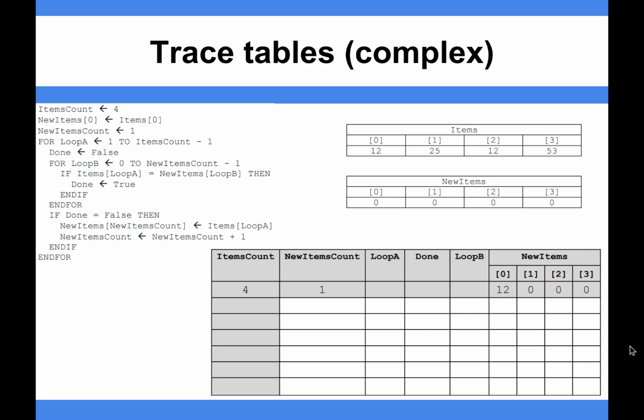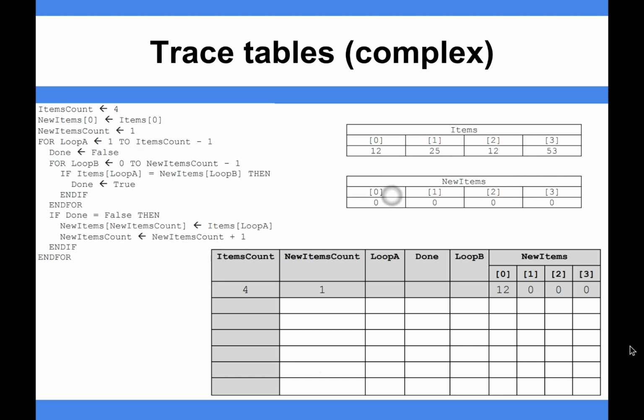Okay, so now we've got a more complex trace table to show you that's taken straight out of an exam paper. So remember, all we're trying to do with a trace table is act like a human computer. So we're trying to read the code and pretend we were the computer and then adapt the data based on what we're getting told to do. So this is our code here.